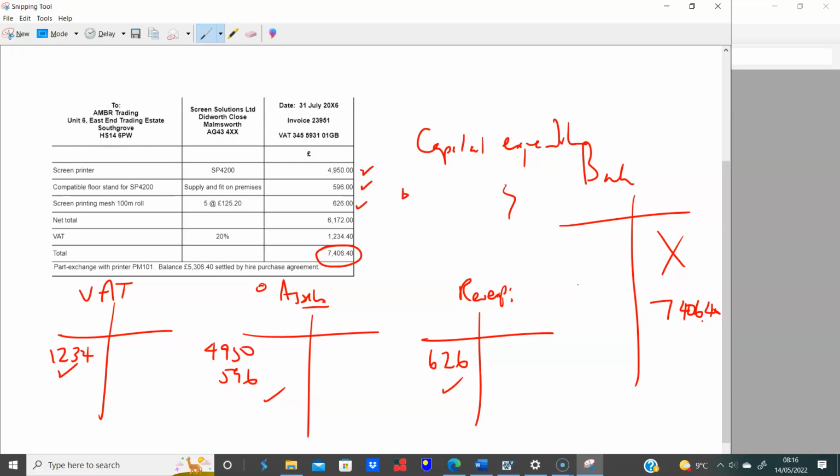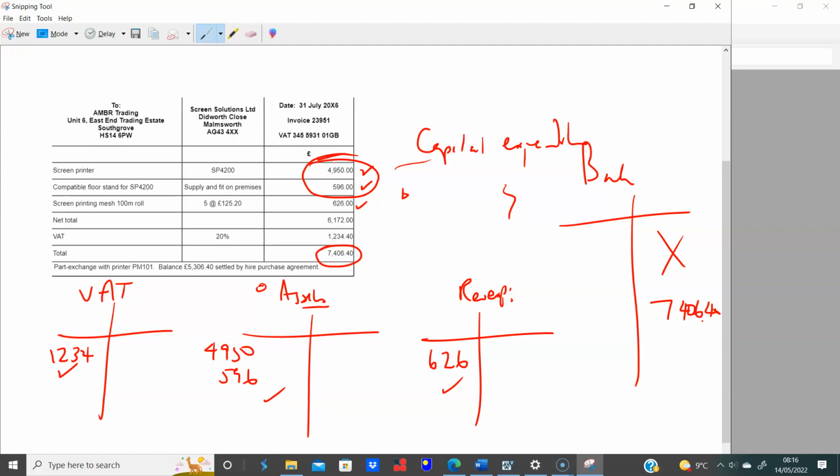Where's my pen? My pen has disappeared. Yeah, about these being capital assets. That's the point here. Right.